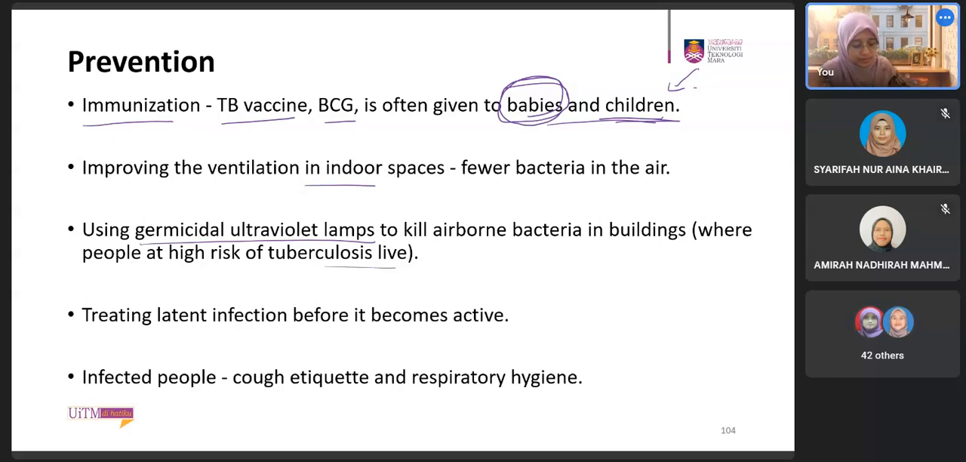Okay, and then treating latent infection before it becomes active, and infected people cough etiquette and respiratory hygiene. So batuk tu kena ada etika dia. Kita dah 2 tahun into the COVID, so sama je. Okay, and respiratory hygiene.